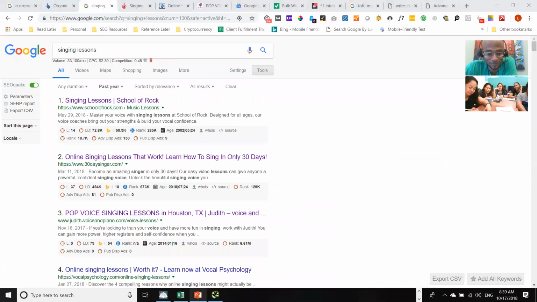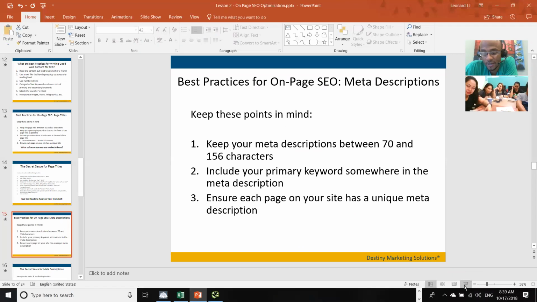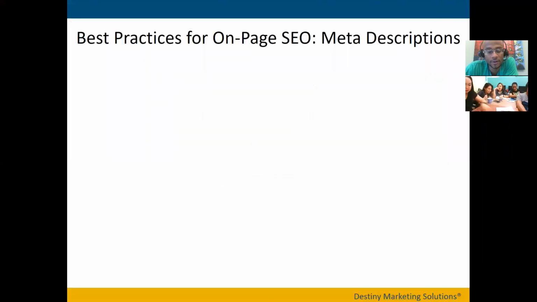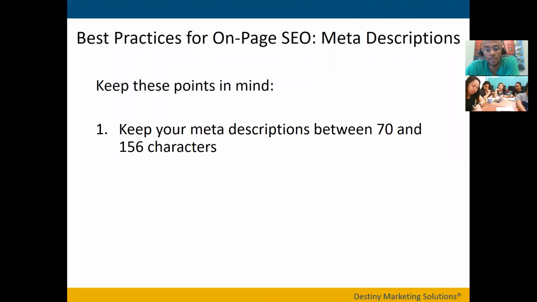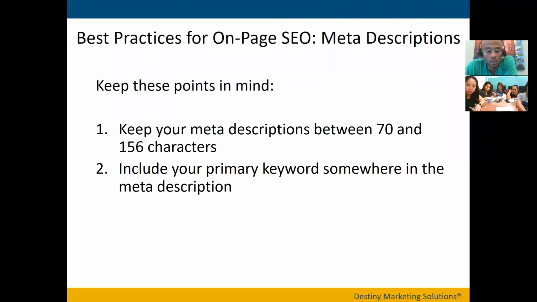Okay, so for your meta description, that's that little snippet under the search result. You want to keep these points in mind. You want to keep your meta description between 70 and 156 characters, to make sure it's not too long and not cut off. Number 2, include your primary keyword somewhere in the meta description. Going back to Joy's example, we were targeting singing lessons as our primary keyword. You want to make sure that singing lessons is somewhere in the meta description.